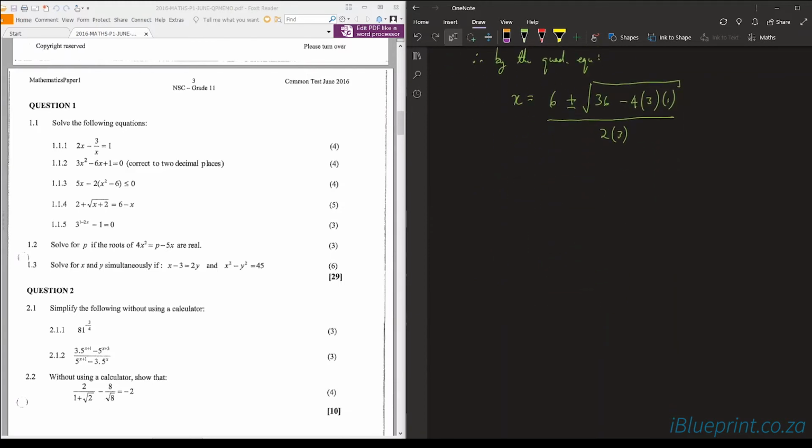So solving this equation, we get 6 plus or minus root of 4 times 3 is 12, and it's a negative. So 36 minus 12 is 24. The whole divided by 6. Right? Which can be written as 1 plus or minus root of 24 over 6. So the first solution is x is equal to, and then we need to use a calculator.